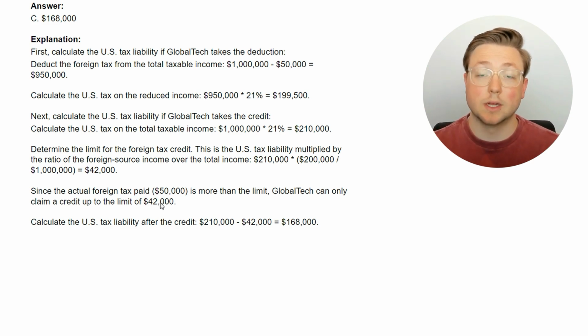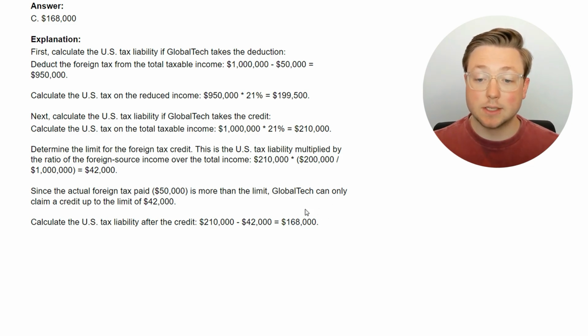And the way that credits work is they reduce your tax liability, not your taxable income. So you take this credit away from the tax liability that was already calculated up here, and that gives you a reduced tax liability of $168,000.